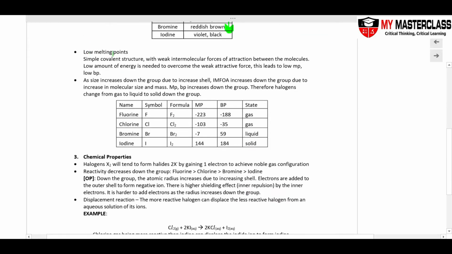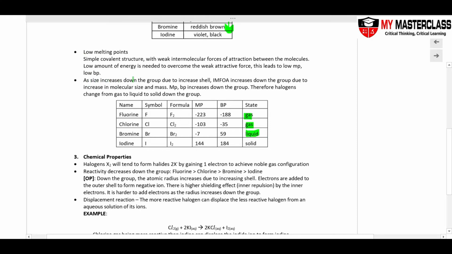Okay, it has low melting point. So they have simple covalent structure, weak intermolecular forces of attraction between the molecules. So I need very little energy to overcome these weak intermolecular forces. This leads to low melting point, low boiling point. And since it's low melting point, low boiling point, it is usually gas or liquid at room temperature and pressure.